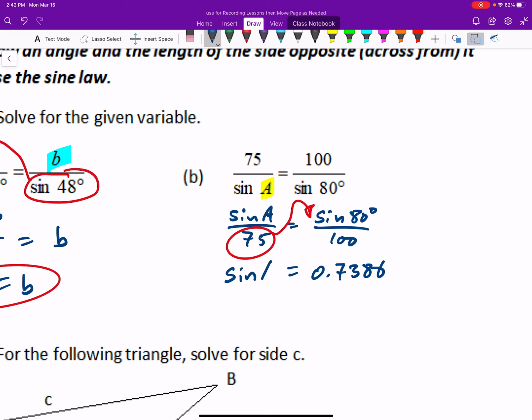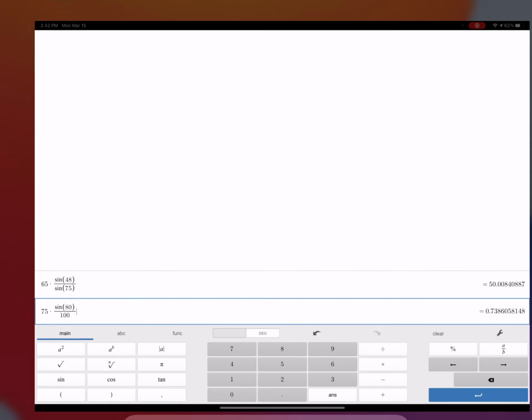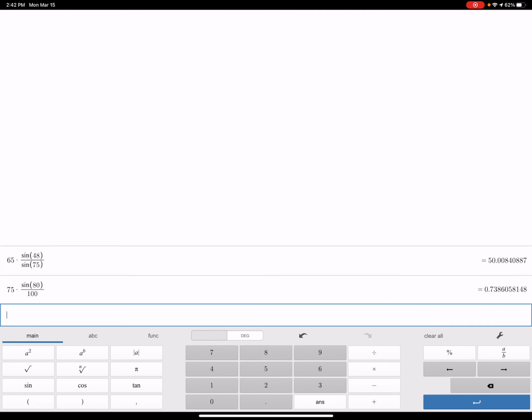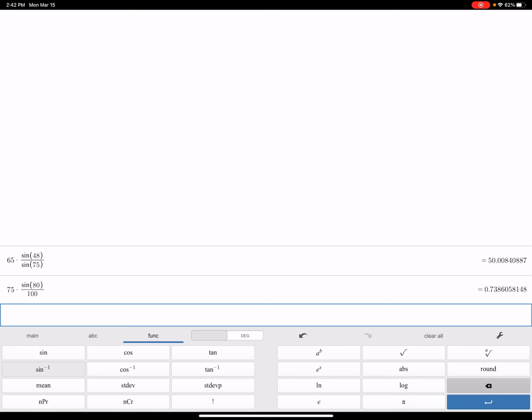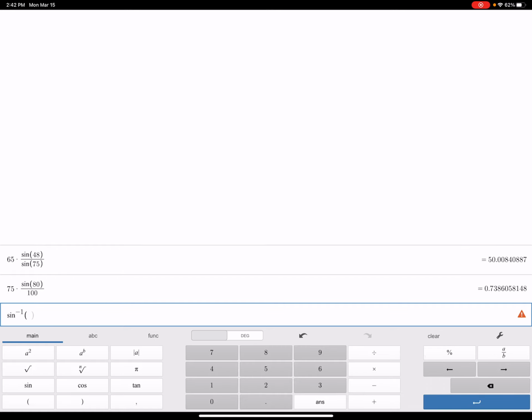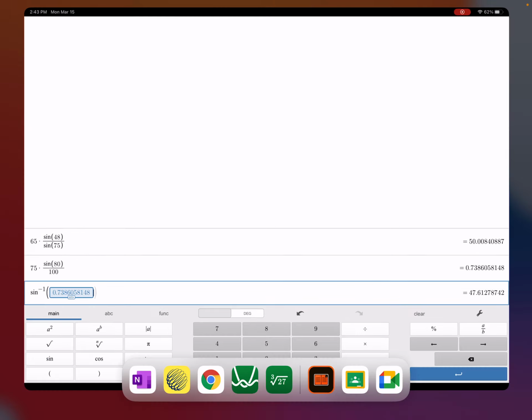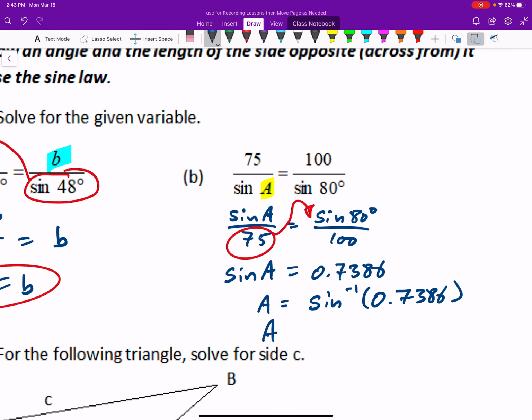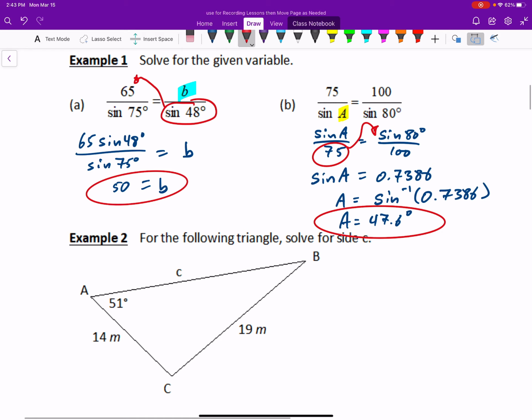And the reason I've got a decimal is because I have one more step to do. I haven't isolated a yet. I still have to take the inverse sine, sine with that exponent -1, of 0.7386. I've still got that in my calculator, so I can go inverse sine and back to my answer, 47.6. And that would be degrees. Angles are always in degrees, at least this year. So there you have it.